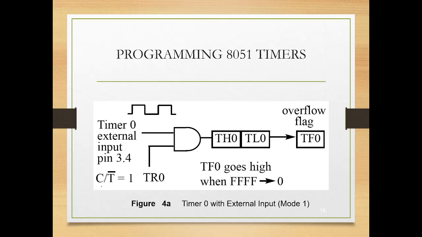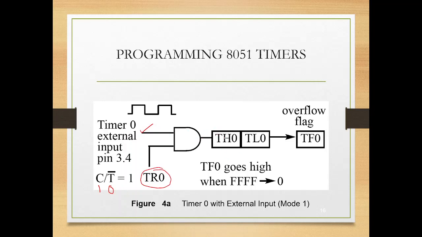As we discussed in the previous video, the C/T bar helps us identify whether it is a counter or a timer. C=1 means counter, otherwise C=0 means this is a timer. In this way, it is taken as 1. Now the counter input is given to one of the inputs of the AND gate, and then TR0 is taken here. Then the output goes to the registers here.